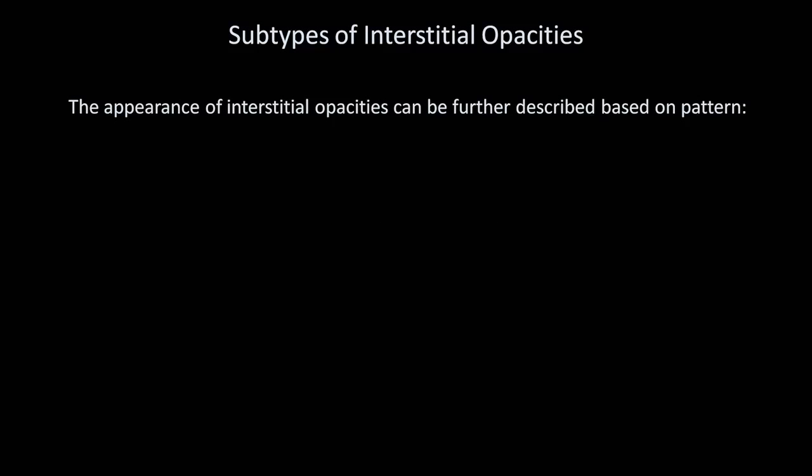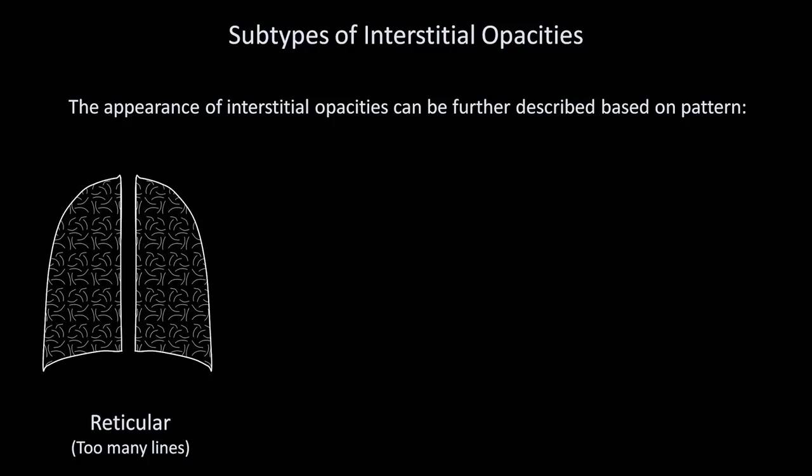I'll now move on to discuss interstitial opacities. There are several subtypes of interstitial opacities based upon radiographic appearance. The first are reticular opacities, which essentially means there are too many lines. This can create a lace-like or net-like appearance.